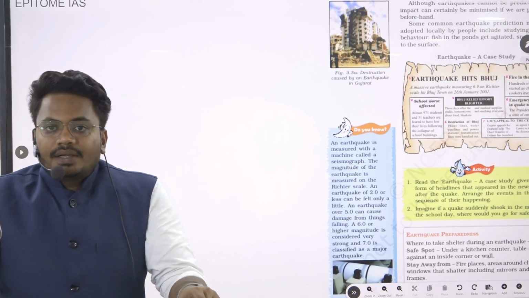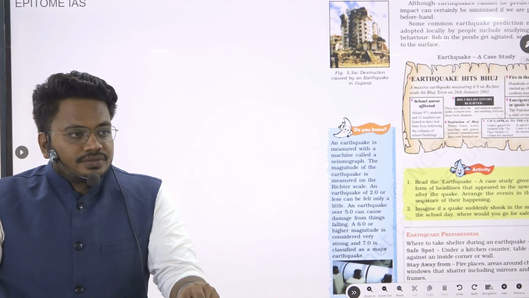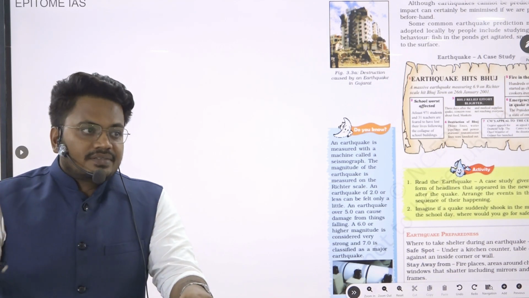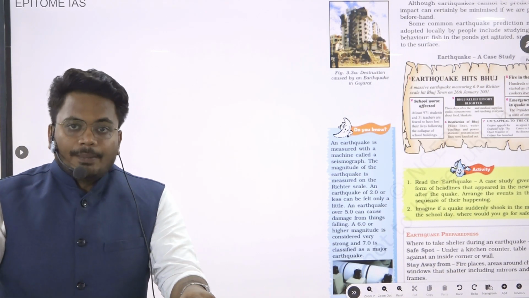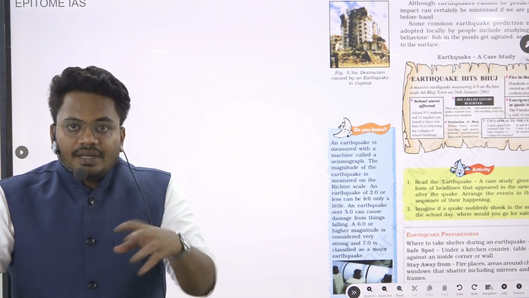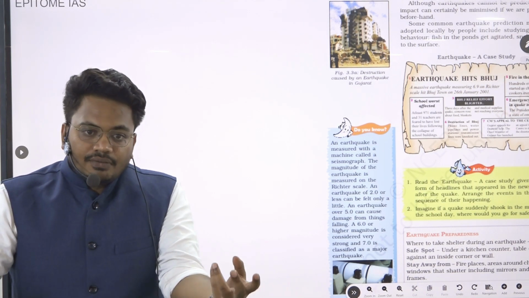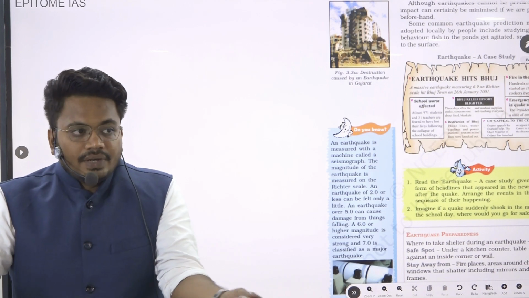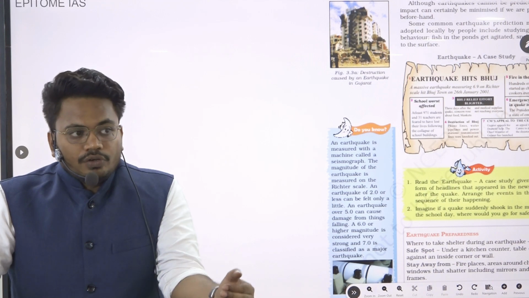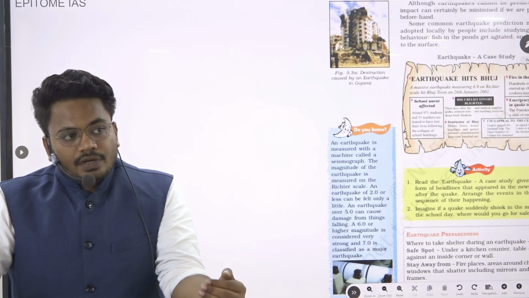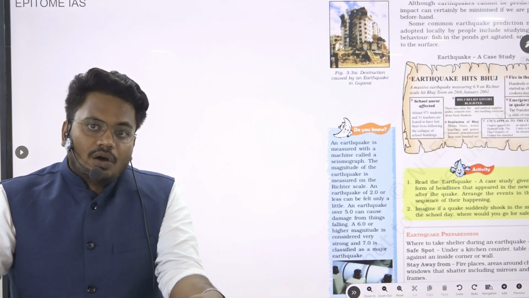The point here is, in the Richter scale, if the number is increasing, that means if there is an earthquake recording 5 on the Richter scale, the destruction happening because of that earthquake will be lesser when compared to an earthquake which recorded 7 on the Richter scale.